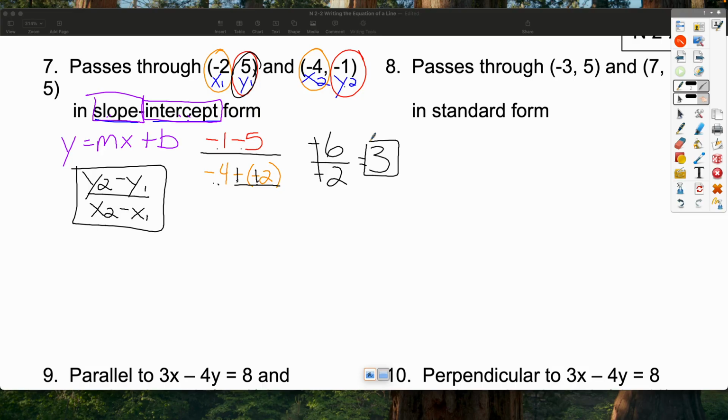Now, can I put it into slope-intercept form right away? No. Why? Not necessarily a fraction. We can have a whole number as our m value right here. It needs to be multiplied by an x. What does my b stand for? The y-intercept. Do I have a y-intercept here? No, you need to use point-slope form. Why don't I have a y-intercept? How do I know?